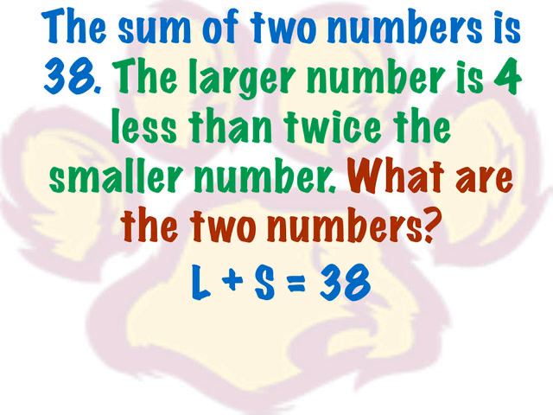Now is where it gets a little bit tricky. 4 less than twice the smaller number. If something is less than the smaller number, that means you are looking at subtracting from that number. A lot of people want to read it in the order it's written and do 4 minus twice the smaller number. But that's not how this works. If you have 4 less than someone, you subtract 4 from what they have. So, in this case, we're going to do twice the smaller number minus 4.